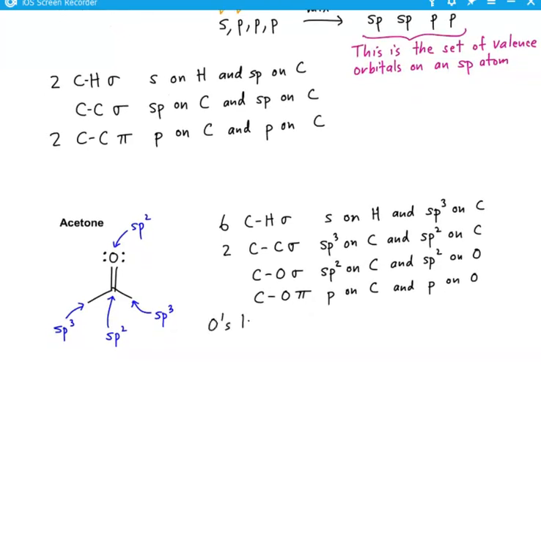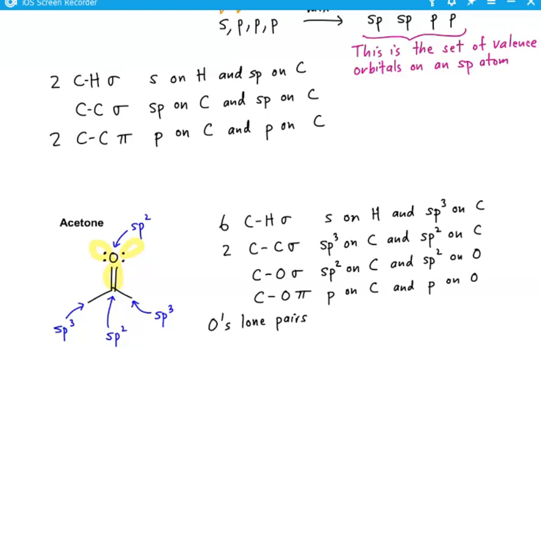And finally, oxygen's lone pairs. Where are those? Okay, well, let's assess what's going on with the oxygen. The oxygen, remember, is sp2 hybridized. So as such, it has 3 sp2 orbitals and a p orbital. The p orbital is perpendicular to the plane of the page. The sp2 orbitals that I just drew in are all on the same plane. That's the plane of the paper.